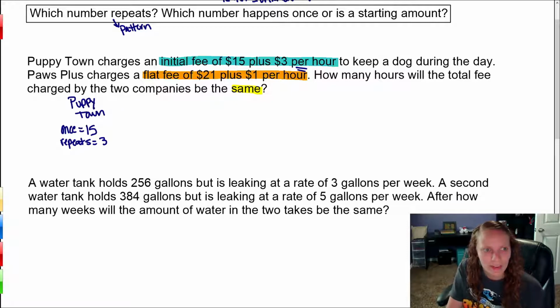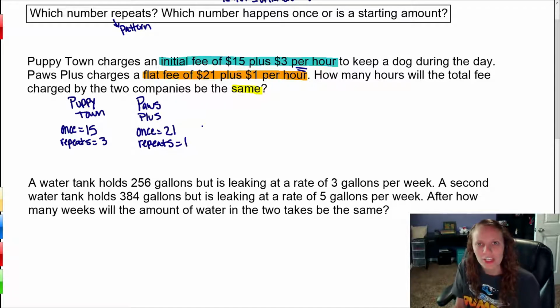And then we have Paws Plus. They charge a flat fee of $21, so that $21 only happens once, plus $1 per hour. So for each hour that the dog stays there, it's another dollar. How many hours will the total fee charged by the two companies be the same? And being the same means that they're equal to each other. So now that we have this all written out, we're just going to write our equation and then we're going to be done.